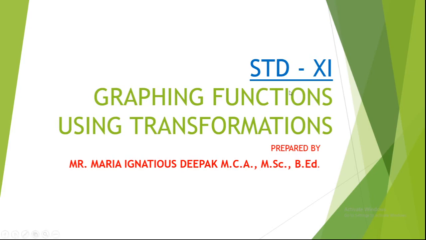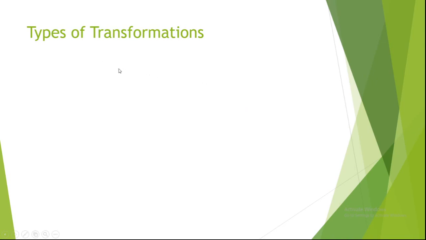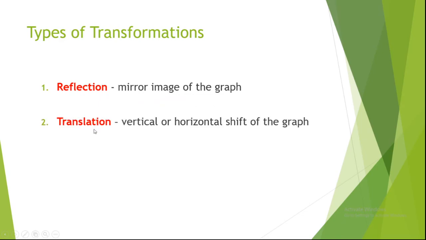Okay, so the types of transformation. You know that the first one is reflection, which is a mirror image of a graph. Secondly, translation, which is a vertical and horizontal shift of the graph. Then dilation, which stretches or compresses the graph.